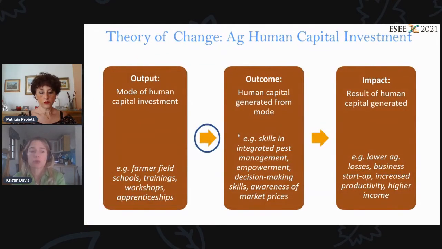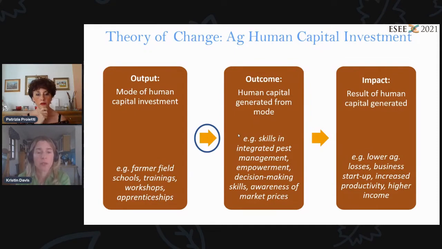Our theory of change was really to look at these models of human capital investment, whether they be farmer field schools or apprenticeships or workshops or training. How do they generate human capital, the skills, the technical skills, the functional skills, and also your managerial and business skills? And then that, of course, brings out results. What are the results of the human capital generated? These are the impacts, whether it's increased productivity, higher incomes, and so forth.